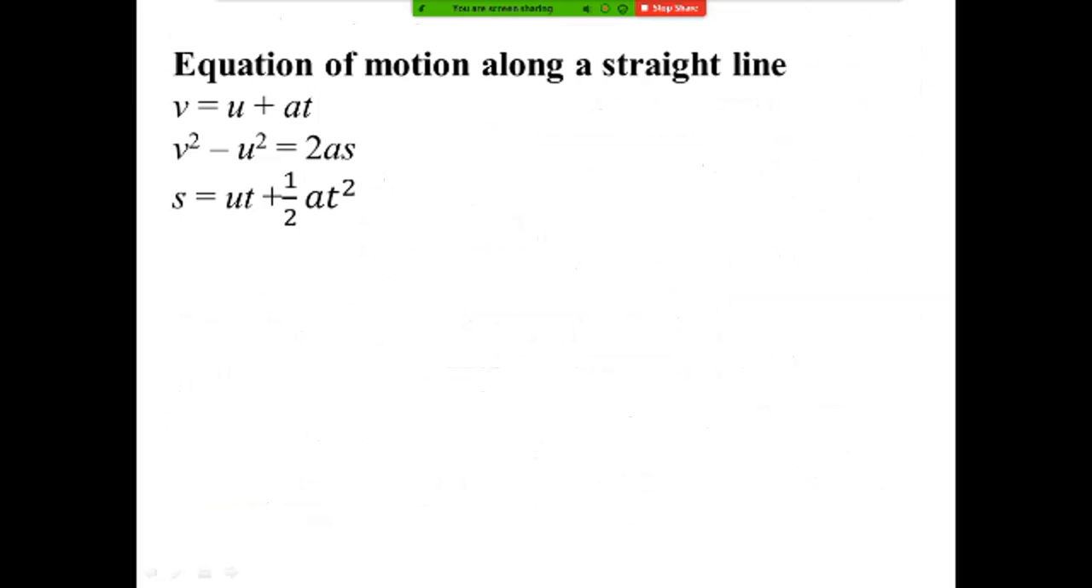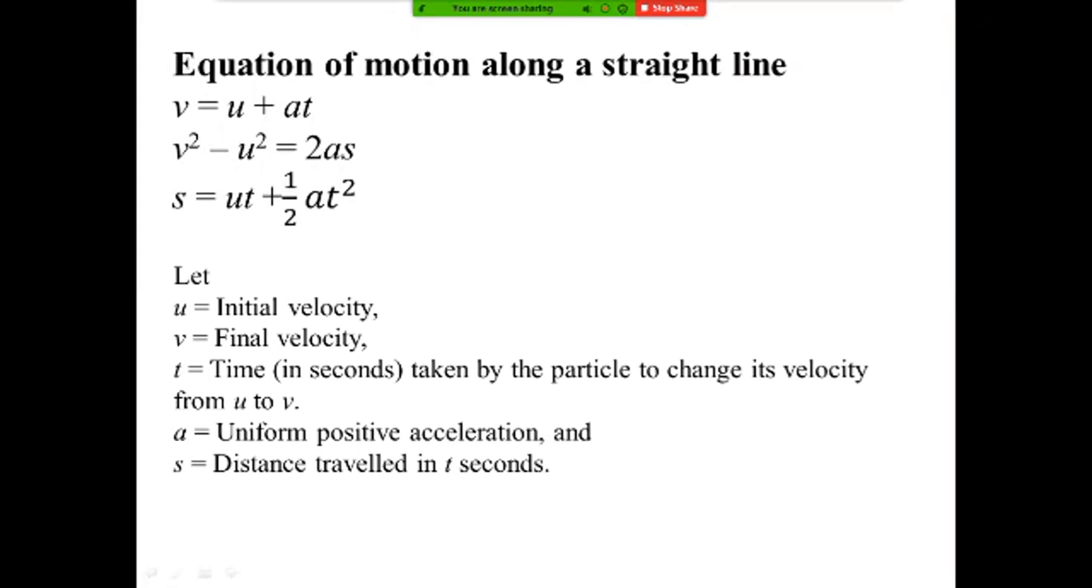Okay, now I will sum up all these equations we have discussed. Equations of motion along a straight line are given by v equals u plus at, v squared minus u squared equals 2as, and distance s equals ut plus half at squared. In these equations, u is initial velocity, v is final velocity, and t is time in seconds.